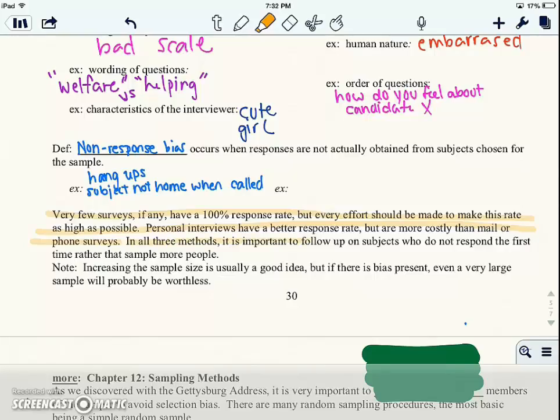In all three methods, it is important to follow up on the subjects that do not respond the first time rather than sample more people. So it's better to call a home when nobody answered, call later, maybe when people would be home, versus calling just another house, because if you call another house at the same time you're going to get the same population, people that are away from home at work, versus calling the original number at 5 or 6 once people have gotten home. Note, increasing the sample size is usually a good idea, but if there is a bias present, even a very large sample will probably be worthless.